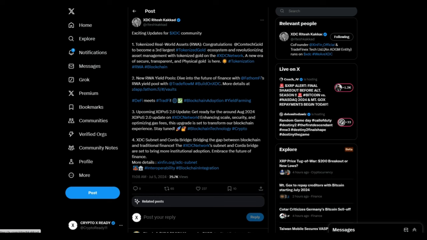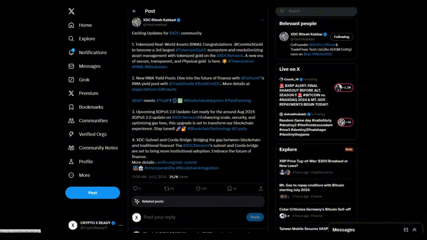Point number three, upcoming XDPoS 2.0. Now, I know everybody has been waiting for this. This is a massive update. Get ready for around August 2024, XDPoS 2.0 update on XDC network, enhancing scale, security, and optimizing gas fees. This upgrade is set to transform our blockchain experience. Stay tuned. Wow, guys, we're talking about less than a month away.